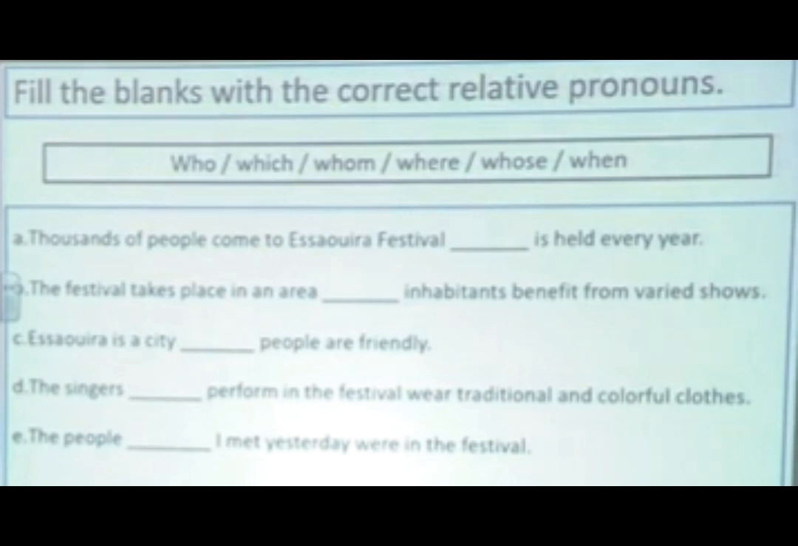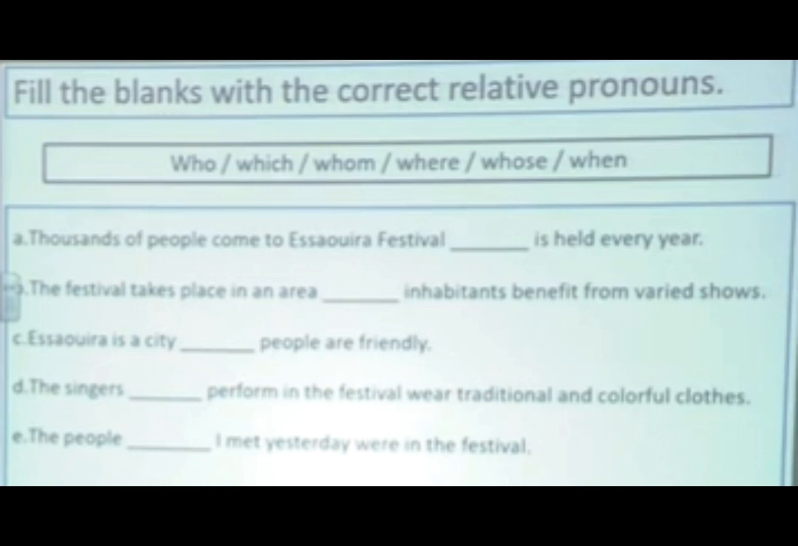Let's see, for example, we have five main sentences. So thousands of people come to a Essaouira festival, is held every year. So something that comes here is held every year. So what is it about? It is about a Essaouira festival. The festival takes place in an area, like a part of land or a city or a country.